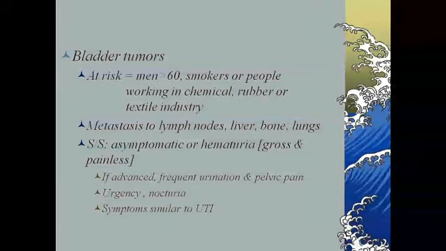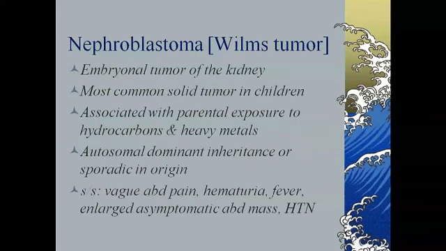Bladder tumors, those at risk, more so men around 60, or people working in the chemical, rubber, or textile industry. This will metastasize to the lymph nodes, the liver, the bone, and the lungs. Initially, again, they're asymptomatic, or they may have hematuria that is a lot of it and painless. That's not normal. If it's advanced carcinoma, you'll have frequent urination and pelvic pain, urgency, nocturia, and symptoms similar to those of a UTI. You should never ignore the symptoms of a UTI.